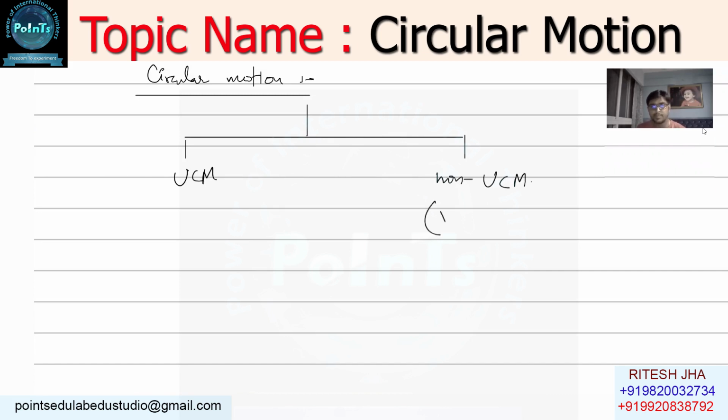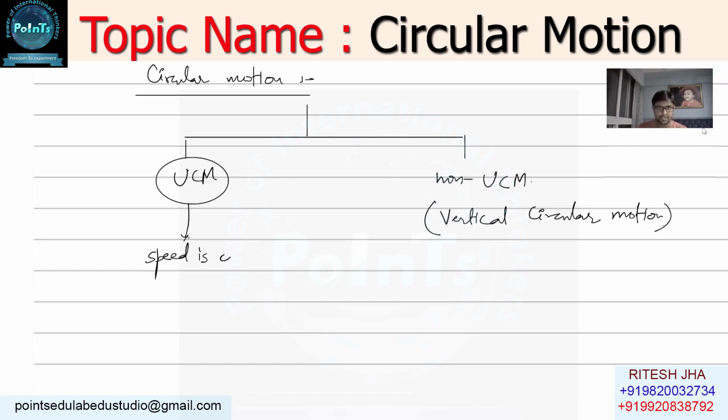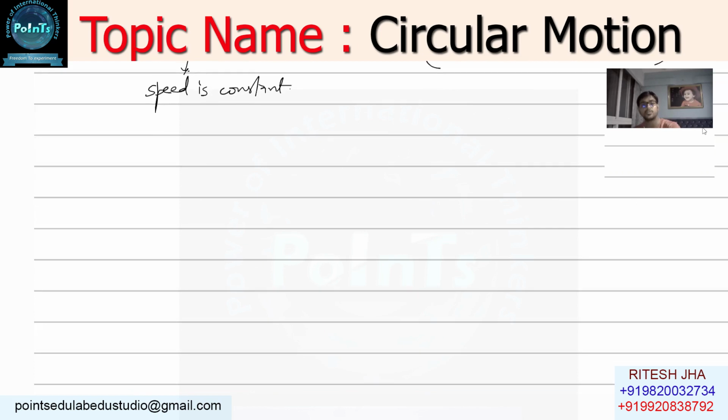Obviously, this is basically the vertical circle, the vertical circular motion. We have this vertical circular motion in our syllabus, and UCM is simple uniform circular motion, where we say that the speed is constant. Even if it is circular motion, even if it is uniform circular motion, we are saying the speed is constant.